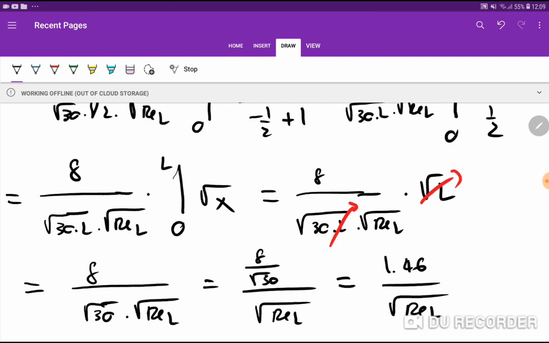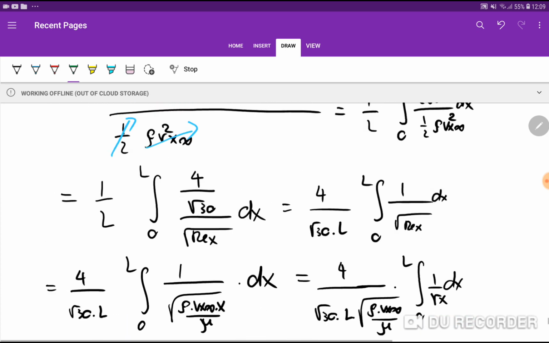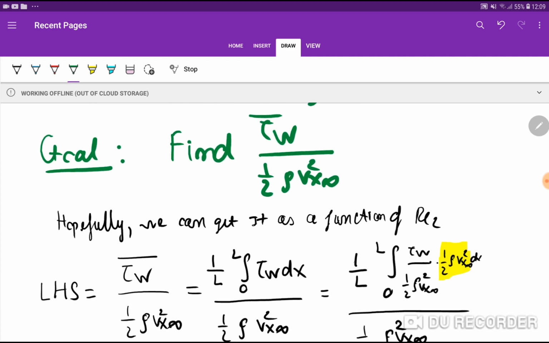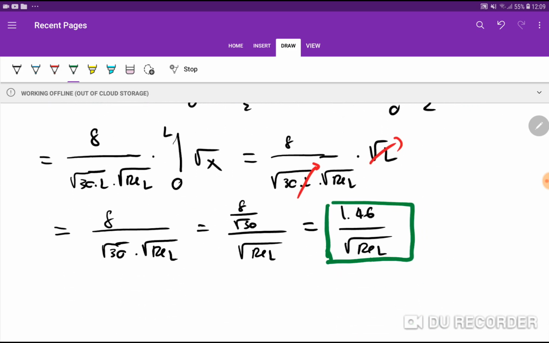Wonderful, wonderful. So finally, we get an expression for the dimensionless number of average shear stress over 1/2 rho Vx infinity square, and that one is a function of the Reynolds number with respect to L, 1.46 over square root of REL.